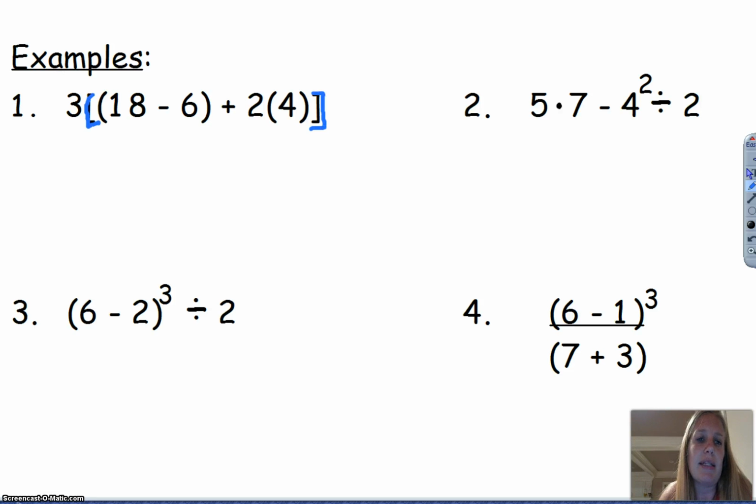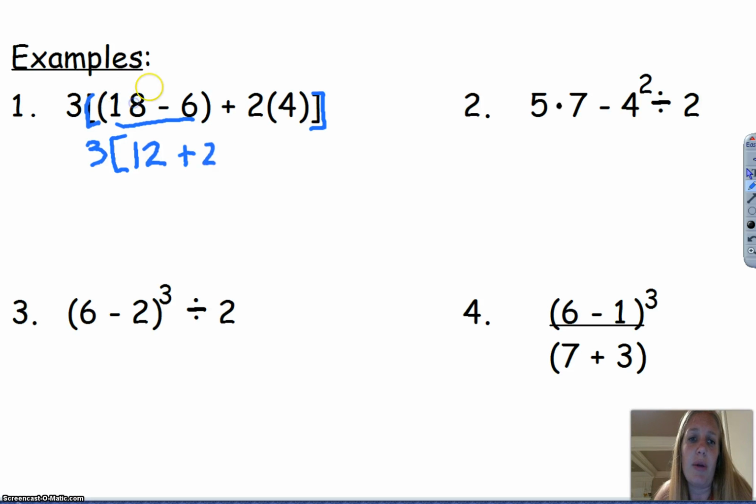And inside the brackets, I see parentheses. So I'm going to do this first. Now, hopefully last year you learned that when you do your work, it should kind of look like an upside down triangle. So I bring down the 3, bring down the bracket because I'm not changing that yet. 18 minus 6 would be 12. And then I still have plus 2 times 4.